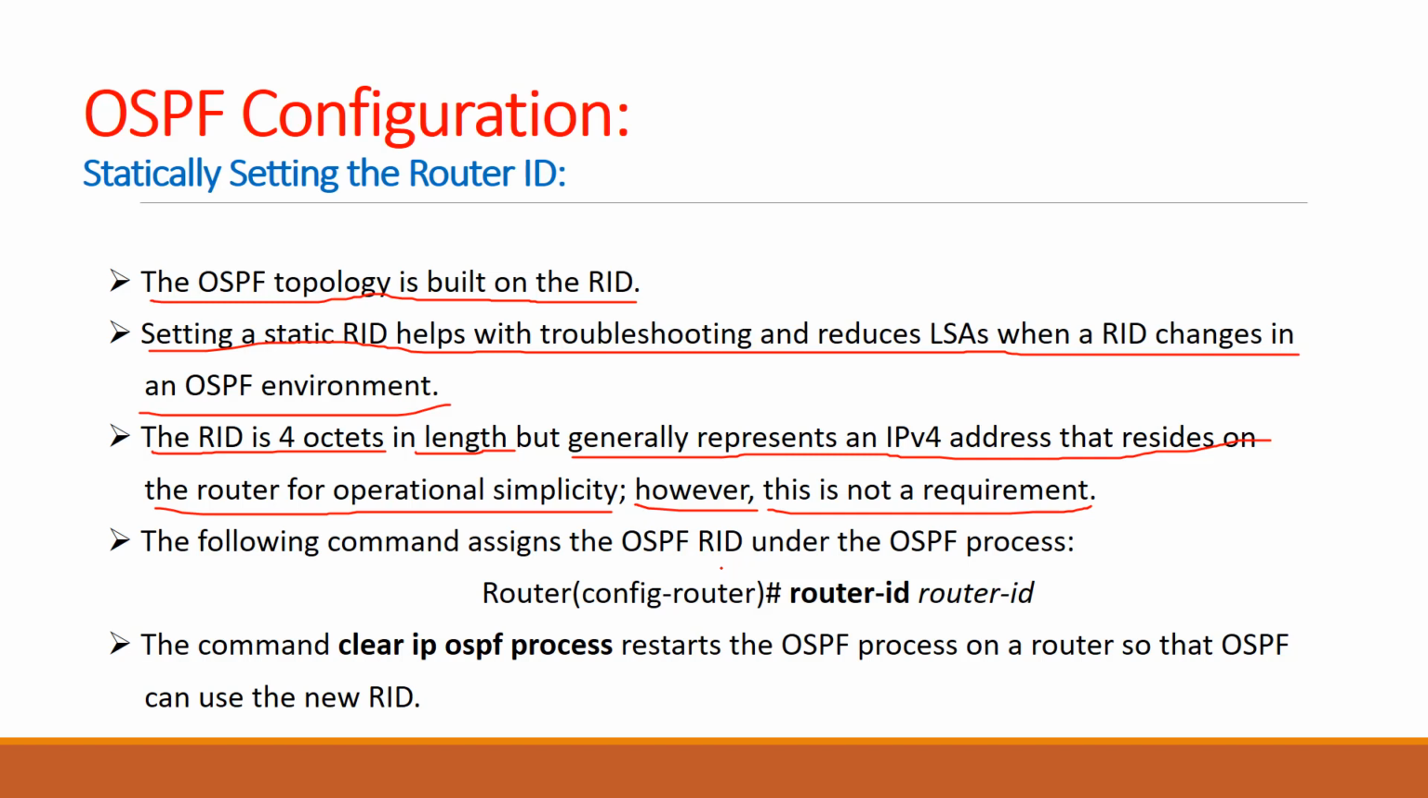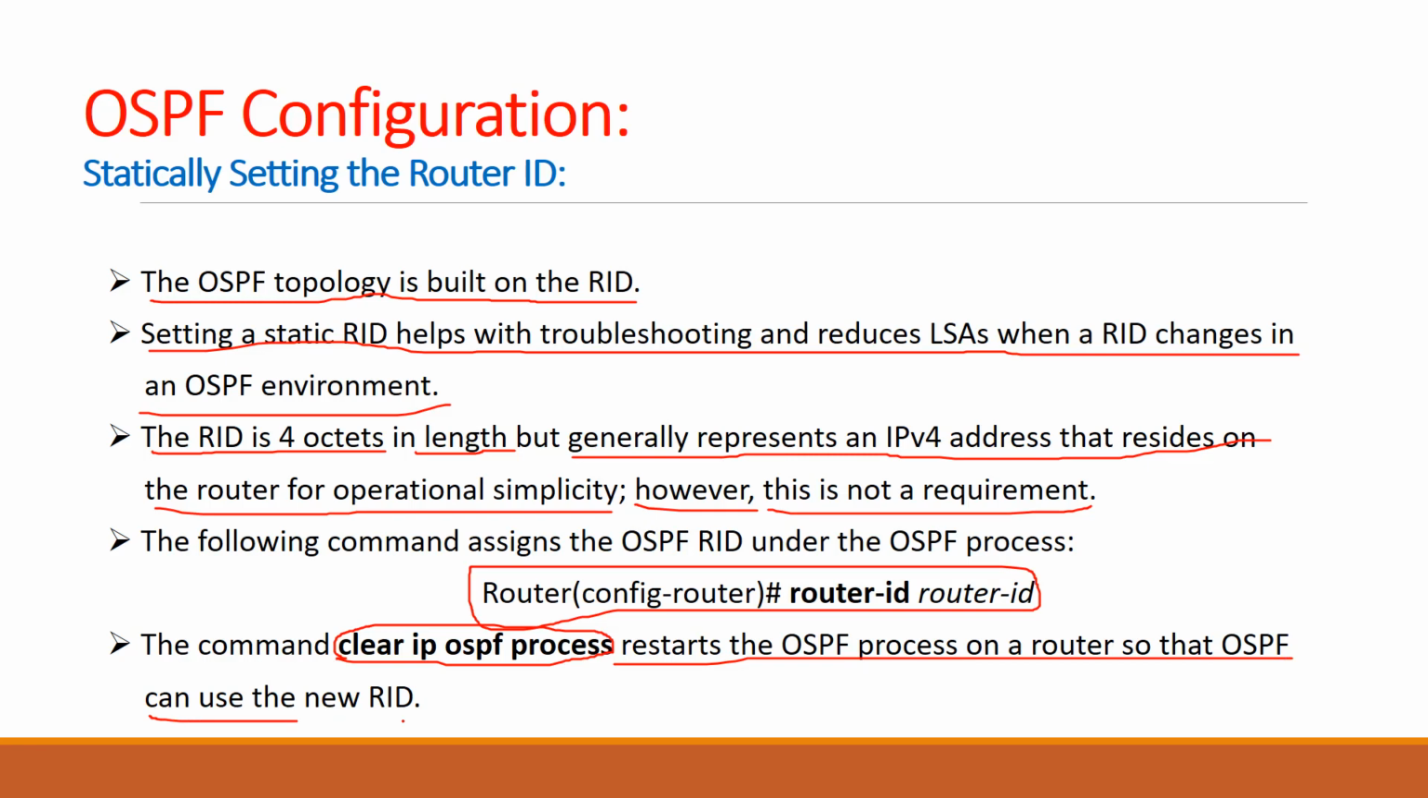How to configure the router ID statically? You can use this OSPF process subcommand, router-id, and give a router ID. And to let the router ID be used, you have to restart the OSPF process using this command, clear ip ospf process, in the privileged mode. This command restarts the OSPF process on a router so that OSPF can use the new router ID.